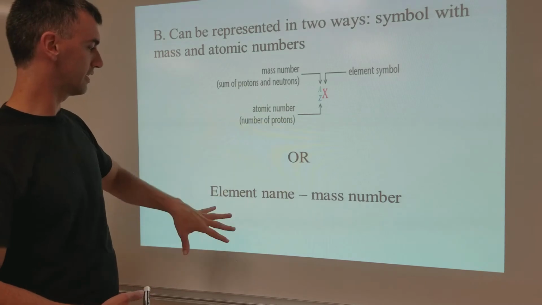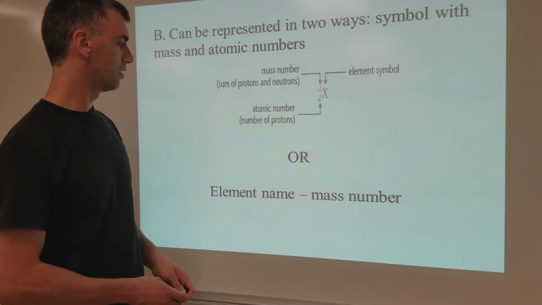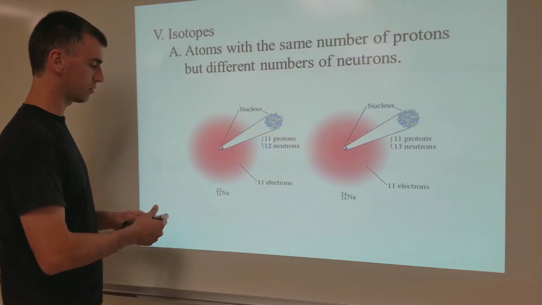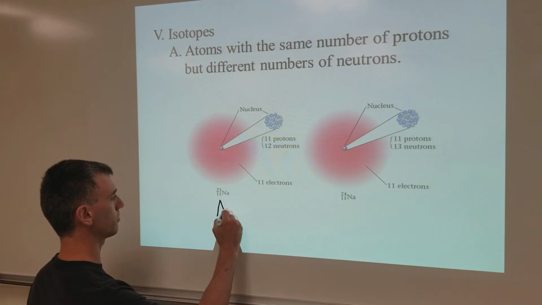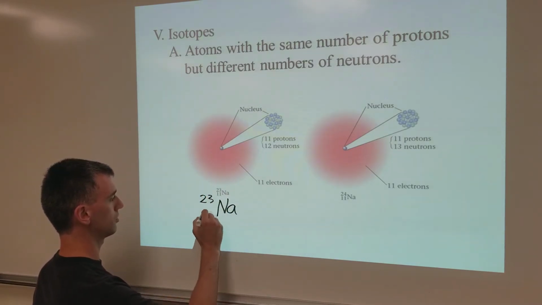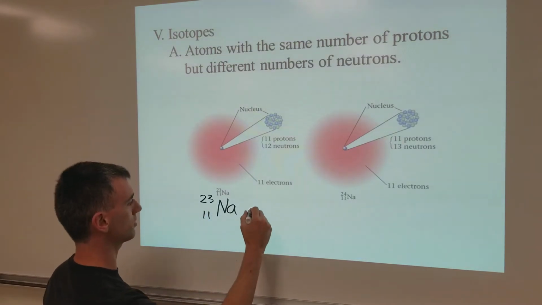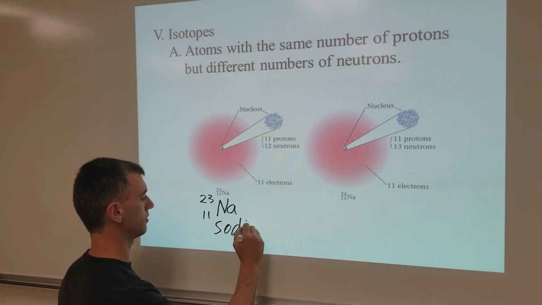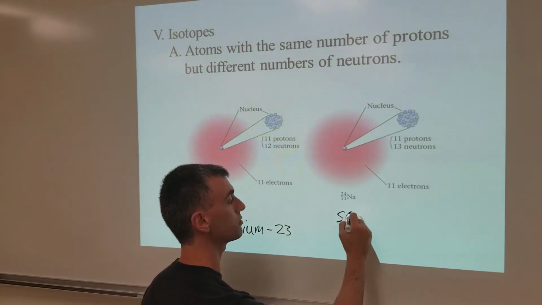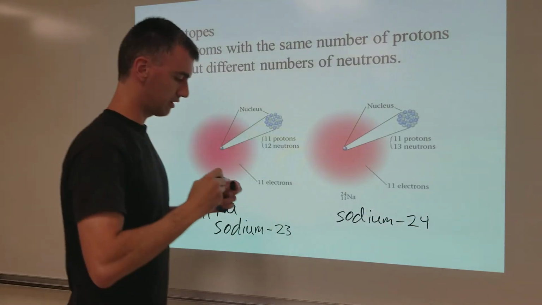The other way to write it is element name and mass number. So examples would be, on this previous one, there's the element symbol right there. So we'll make that bigger and more easily visible, sodium, with the number of protons and the total number of things in its nucleus. I could also call this sodium 23, and this one would be sodium 24.